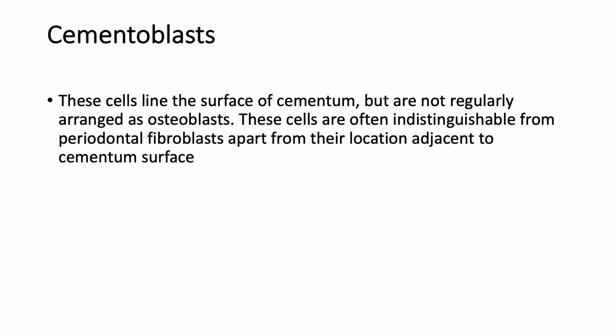Cementoblasts. These cells line the surface of cementum but are regularly arranged like osteoblasts. These cells are often indistinguishable from periodontal fibroblasts, apart from their location adjacent to the cementum surface.